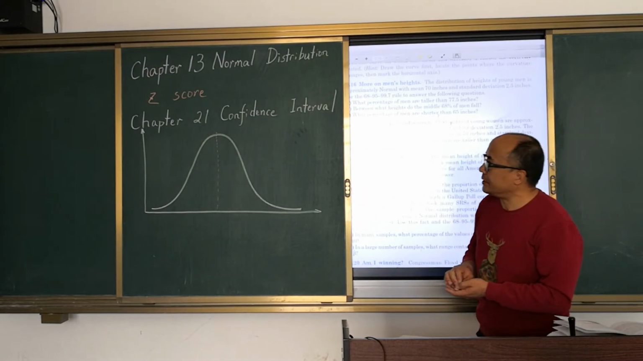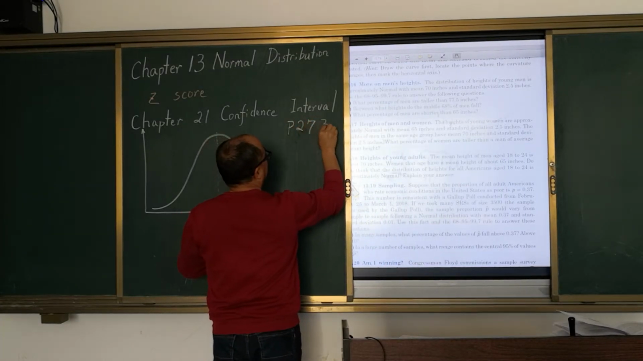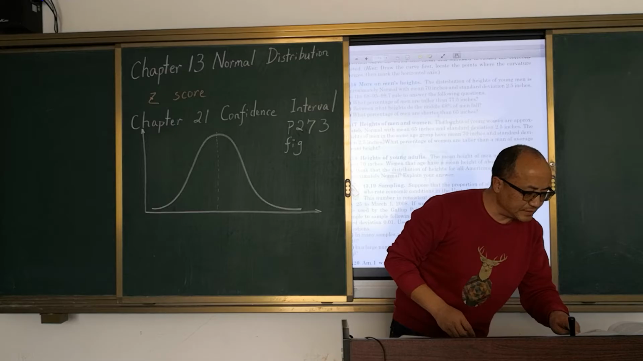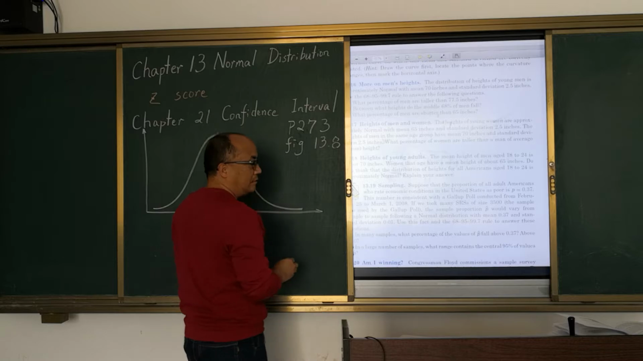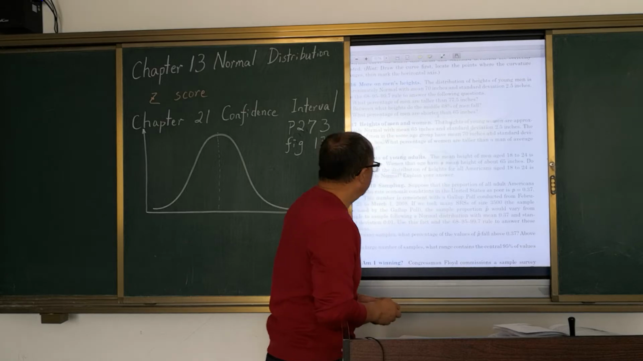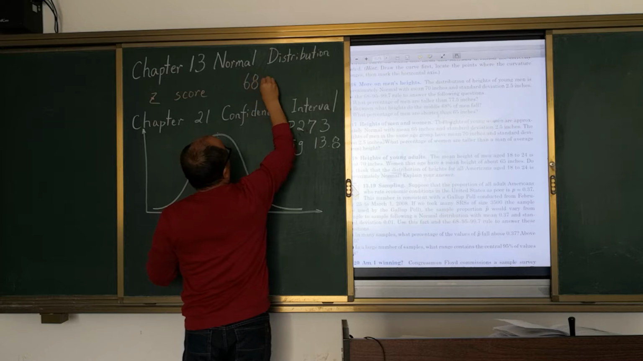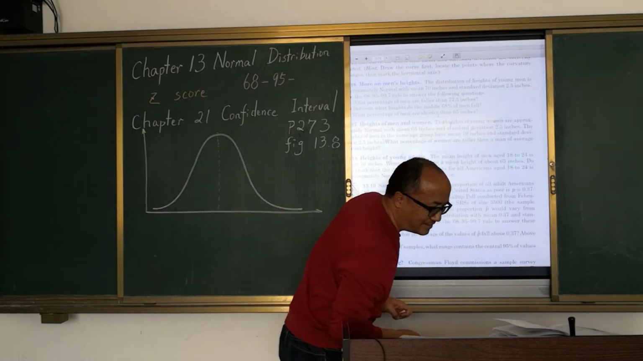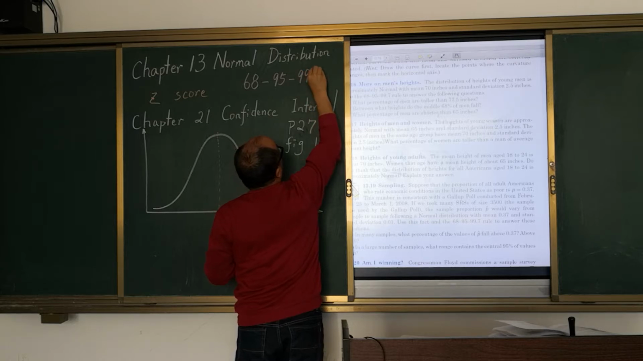On page 273, look at the figure. Page 273, figure 13.8. 13.8. This is very important. 68, 95, 99 point... It's too important. I cannot remember. The 99.7 rule.